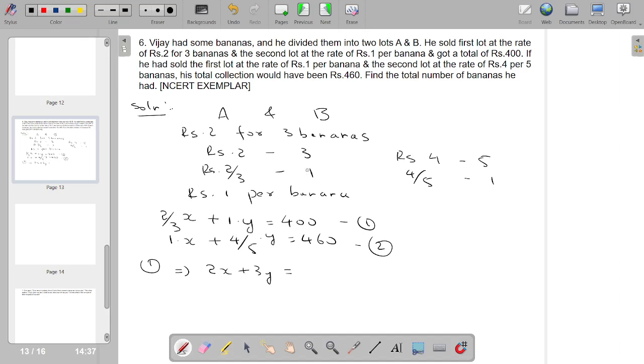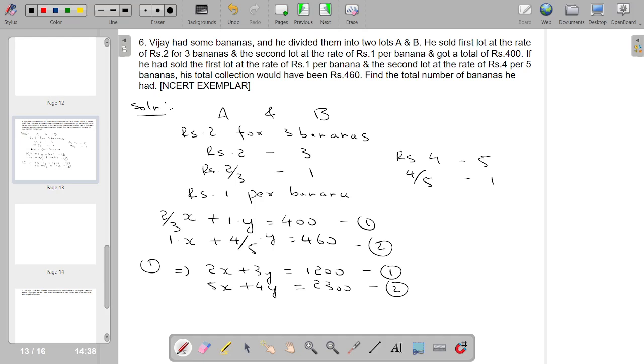So 2x plus 3y is equal to 1200 rupees. This is equation 1 only, but in simplified form. In the same way, equation 2 is simplified as 5x plus 4y. 5 is the LCM, so that's why it is 5x. 4y, 5 into 460 is 2300 rupees. This is equation 2.